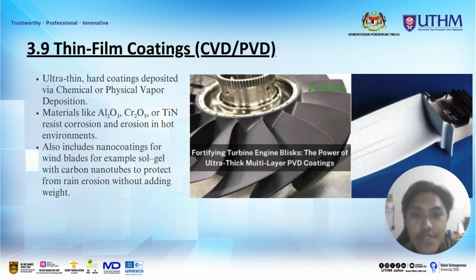Thin film coating, CVD or PVD. Ultra-thin hard coatings are deposited via chemical or physical vapor deposition. The materials resist corrosion and erosion in hot environments. This also includes nano coatings for wind blades, for example, epoxy with carbon nanotubes to protect from rain erosion without adding weight.